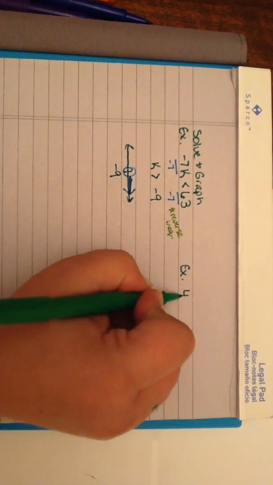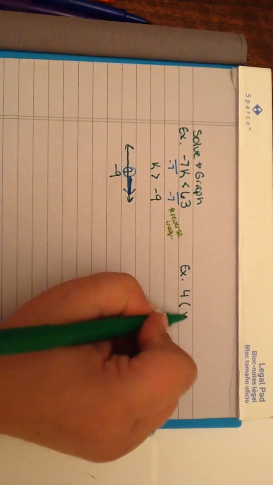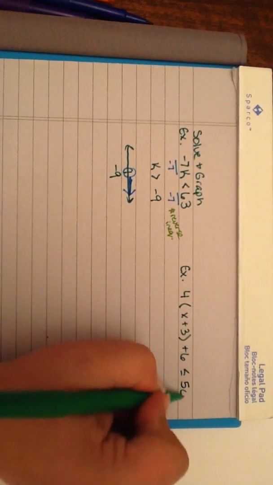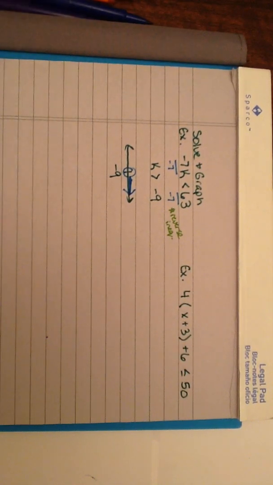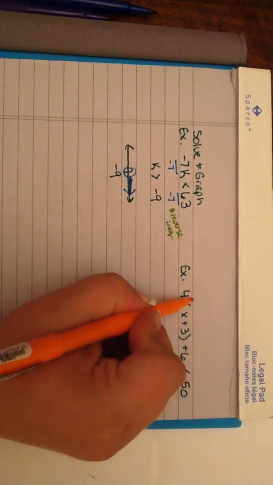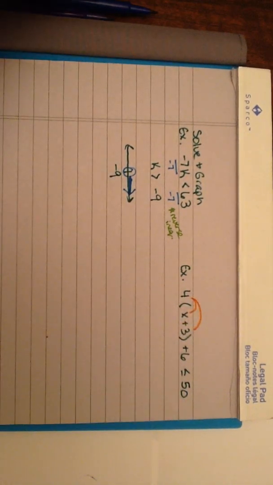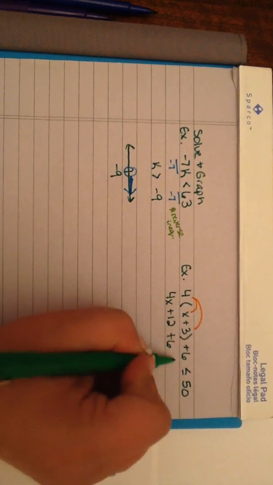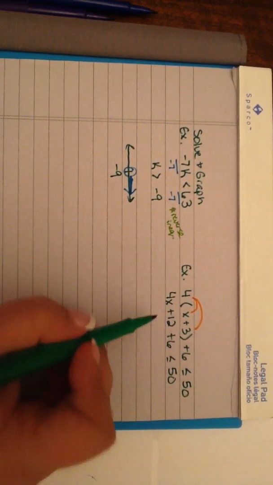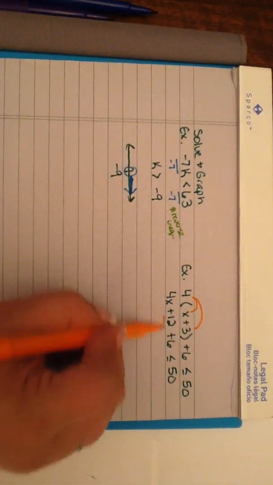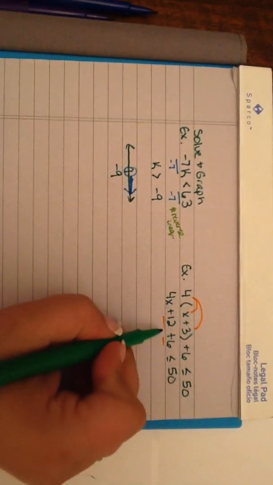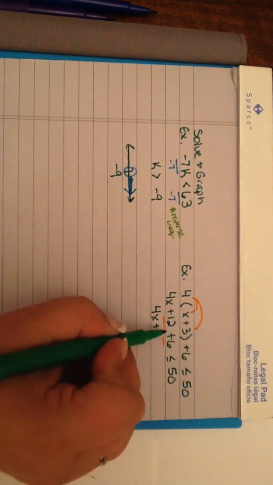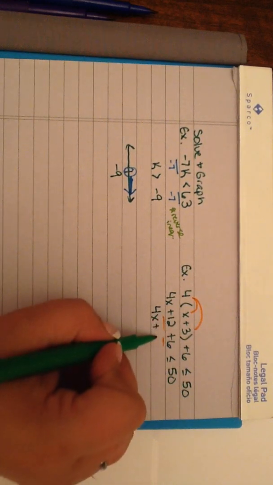Okay, next one, I've got 4 times x plus 3 plus 6 is less than or equal to 50. So the first thing I'm going to do is distribute this 4 so I can combine like terms. So I've got 4x plus 12 plus 6 is less than or equal to 50. Here are my like terms, 12 and 6. Since they are on the same side of the inequality, all I do is add them together. So 12 plus 6 gives me 18.